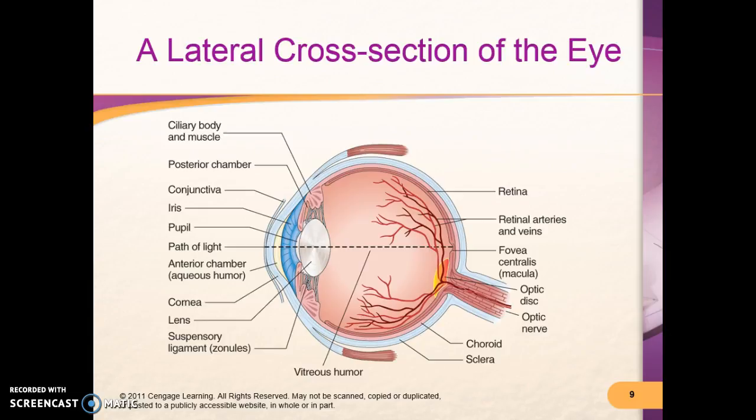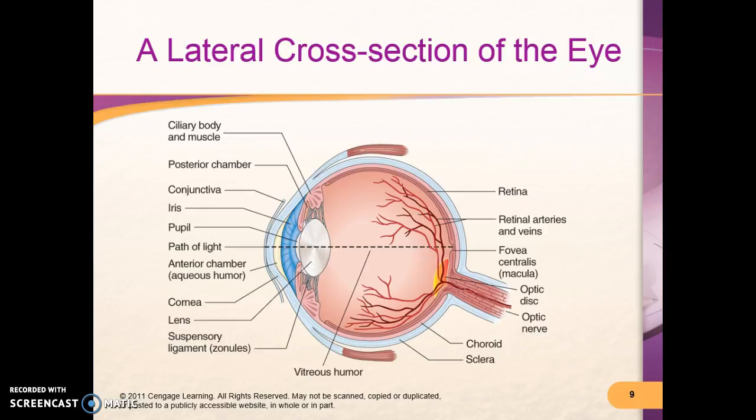This is just a lateral cross section of the eye. As you go through the chapter, it's going to discuss all of these parts and how they all work together to help us see. So basically we've got rods and cones, and they are stimulated by light rays, and we have nerve impulses from the optic nerve to the brain, and all of those things together, along with reflective properties, allow us to see.